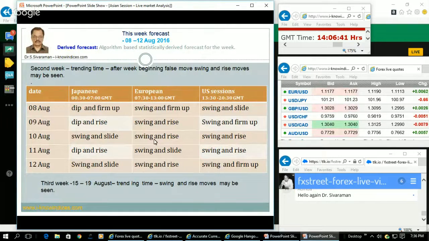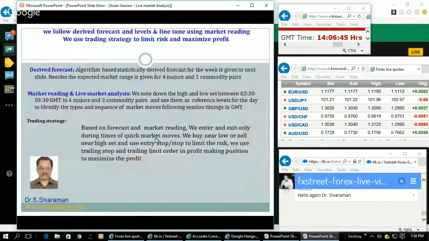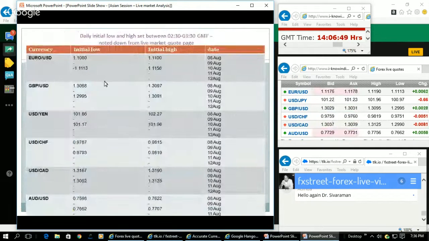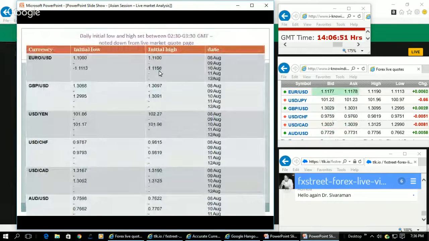So in such a situation, when they are holding above the initial high, then we have to wait for the market to go up. Nominally, a dip may be seen for about 5-10 pips, but the gain is sure during this particular session.